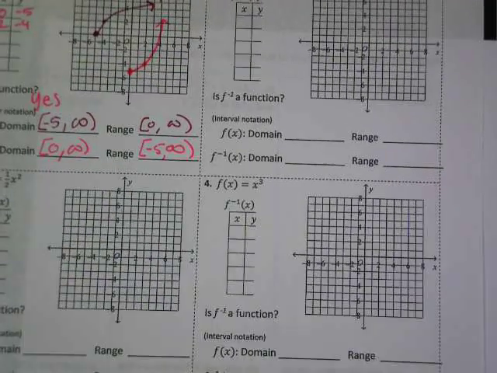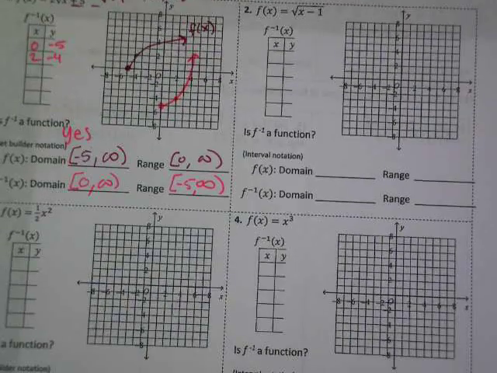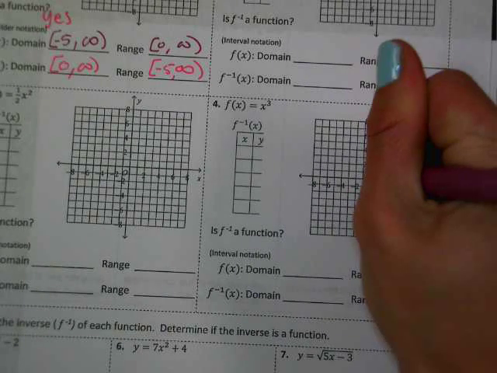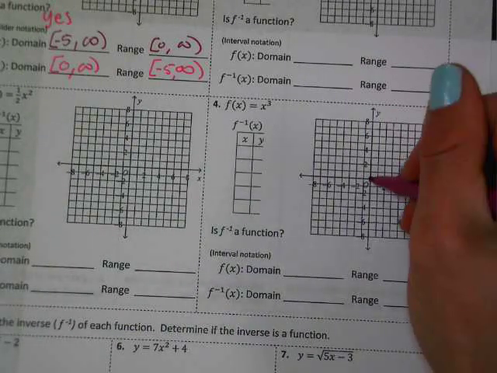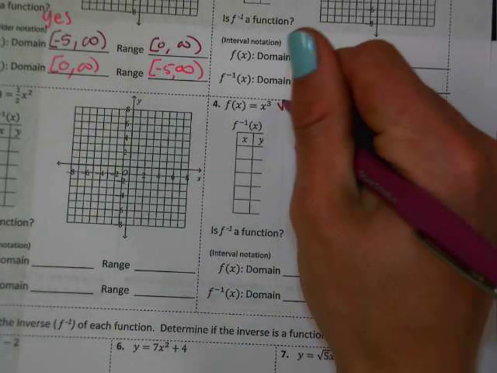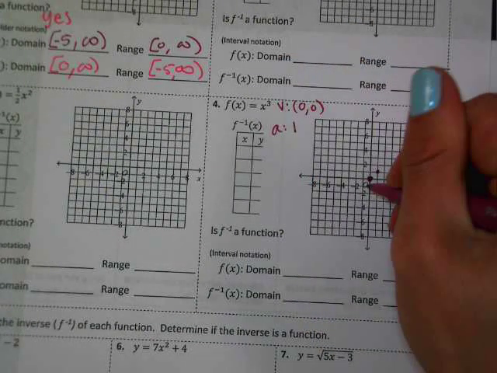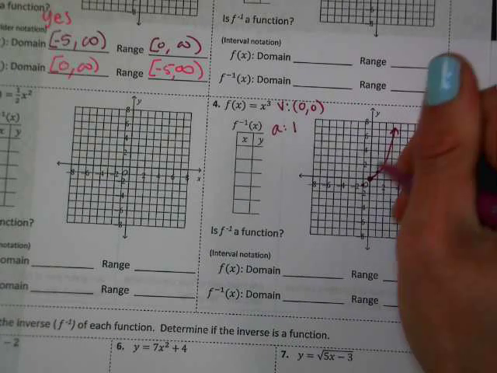Alright, let's do this cube one. 2 and 3 are pretty much the same thing. Alright, for the cube one, your vertex is here at the origin 0, 0. Your a value is 1, so up 1 over 1.